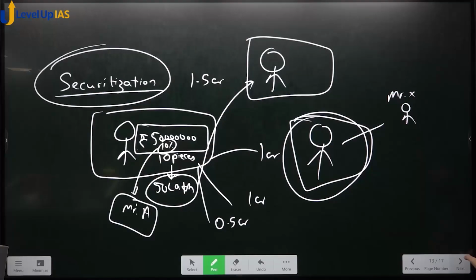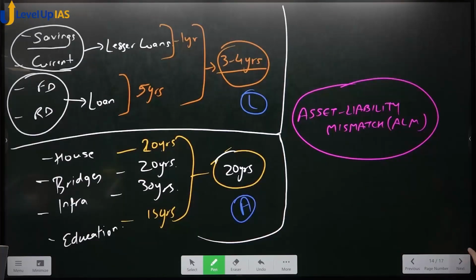Next, just write the word securitization. I hope it is more than enough for you to understand. You can pause here if you want. Next, asset liability mismatch is also a very important, very important concept.